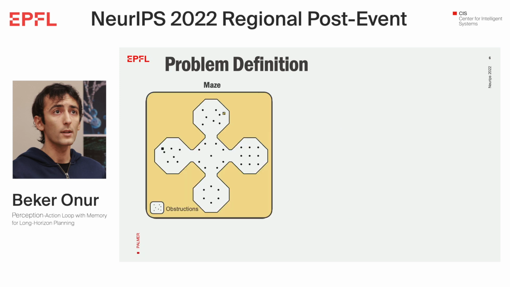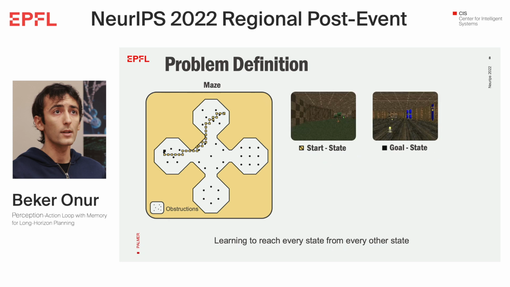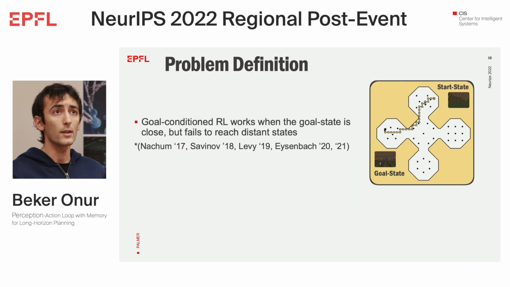To make this discussion more concrete, let's consider an image-based navigation task. An agent needs to reach every state from every other state, and it needs to do this solely using images. It's also provided with an offline replay buffer or a dataset that consists of unlabeled images of a random walk exploring the environment. This forms a goal-conditioned reinforcement learning setting.